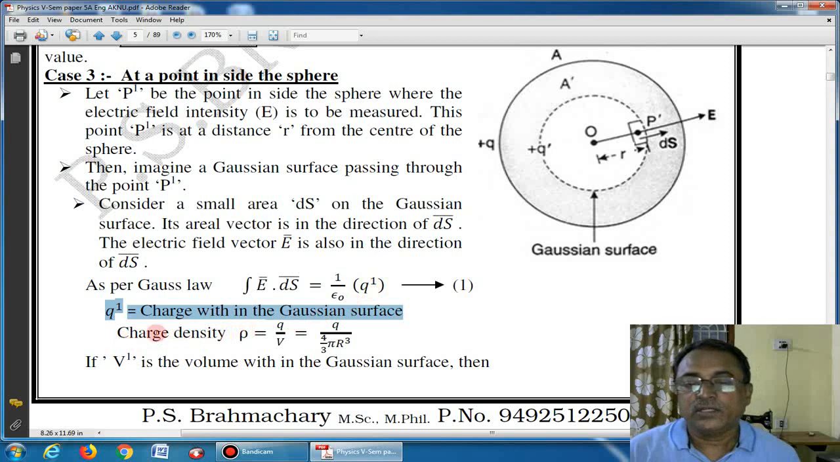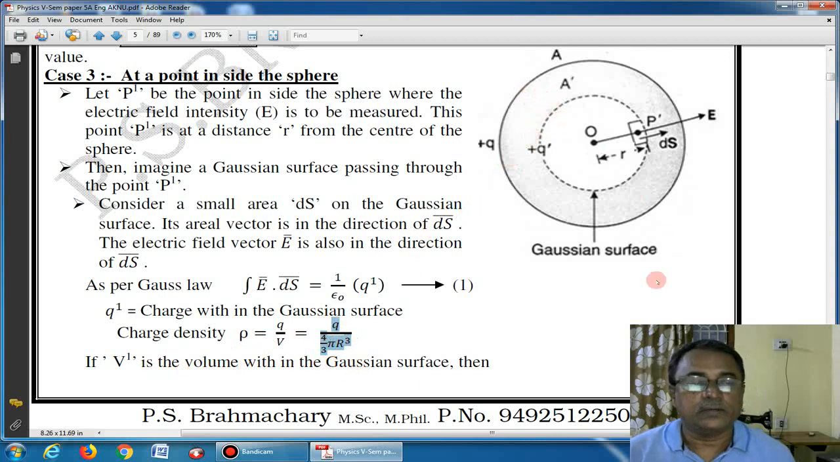And to measure this q dash value, first we have to go through the charge density. This charge density rho is equal to q by v. Q is the total charge given to the total sphere, and v is the volume of the sphere. The volume of the sphere is equal to 4 by 3 pi r cube. So the charge density will become q by 4 by 3 pi r cube, where v is the volume of the total sphere.